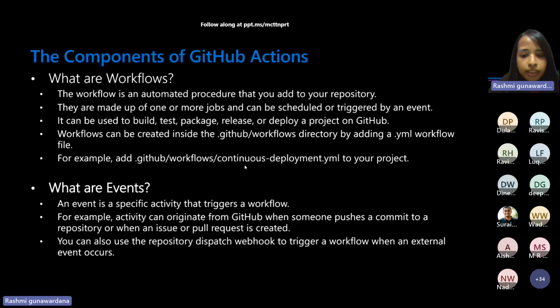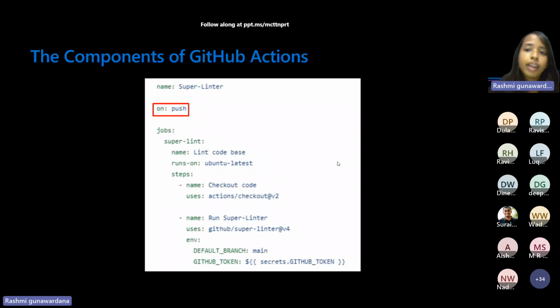I have given you one example, this continuous-deployment.yaml. We can add this easily for our GitHub Actions page. This is an example of one workflow. I'll explain these terms one by one, but here is one workflow that we can define.